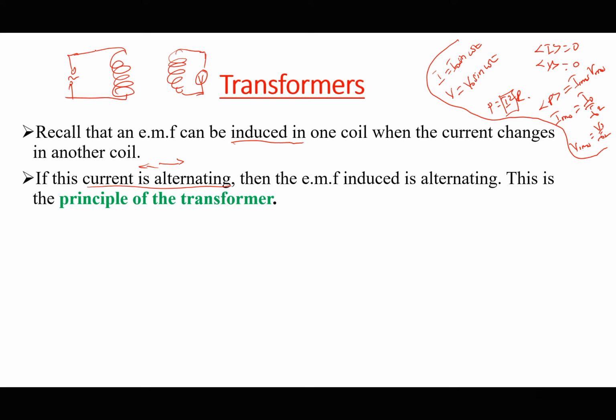We shall see later on that the only reason why this happens, from electromagnetic induction, is because a magnetic field is created around this coil here, and this magnetic field is cut by the other coil which is neighboring this one. And according to Faraday's law, whenever the magnetic field is intercepted or whenever the magnetic flux is cut, an EMF is going to be induced, as you have seen in electromagnetic induction. So, if the current is alternating, then the EMF induced is going to be alternating. And this is the principle of the transformer.